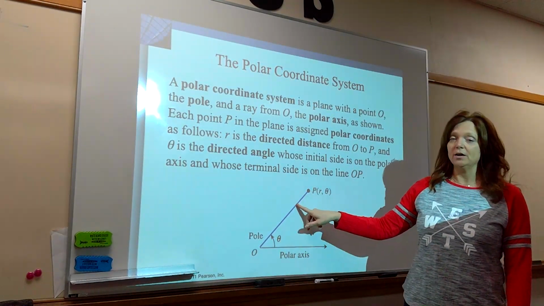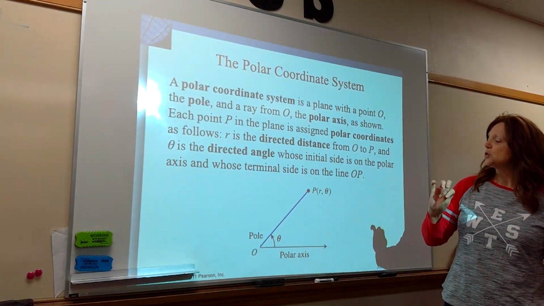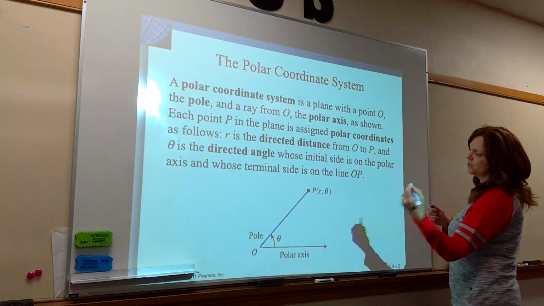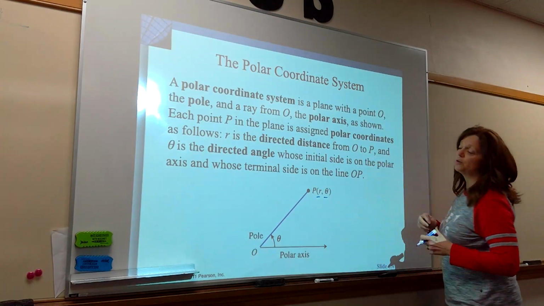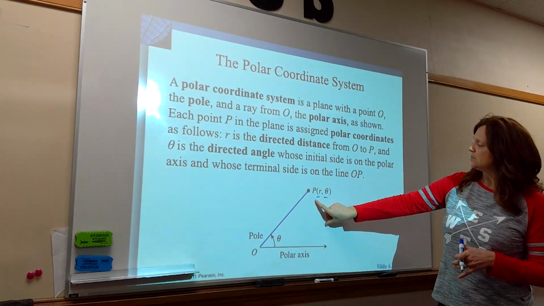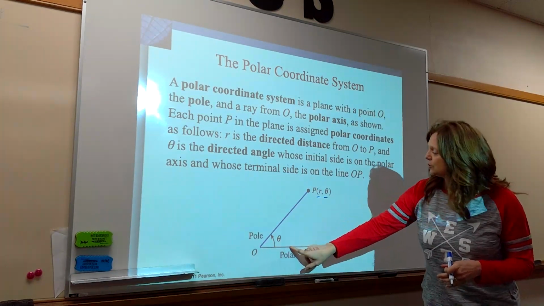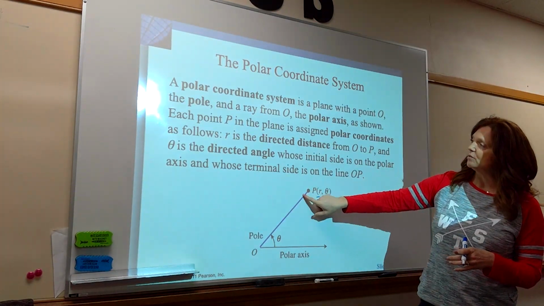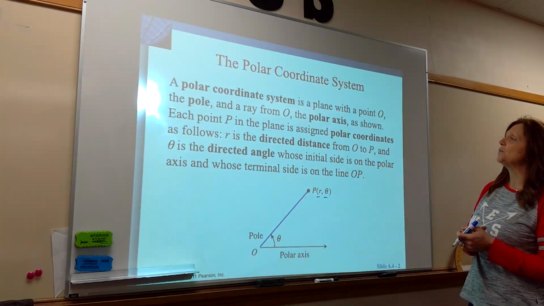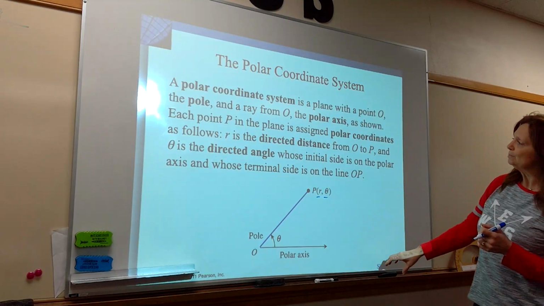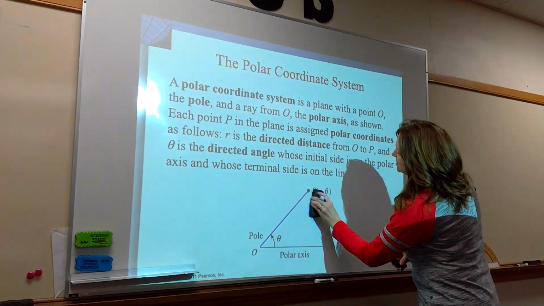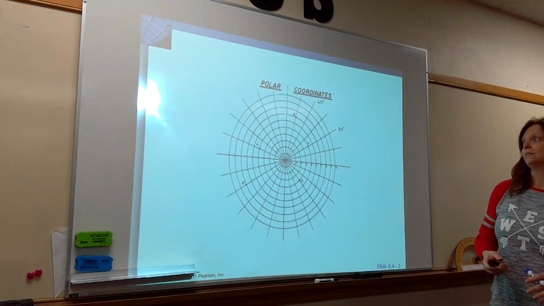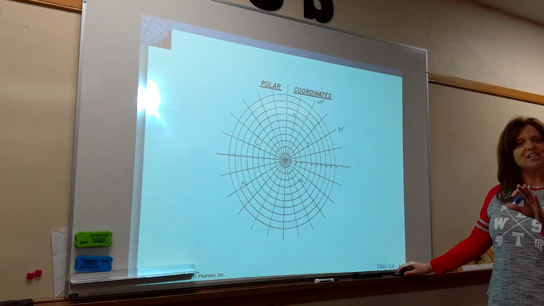out and around. Okay, so the two pieces of information in your point is a radius and a theta. How far out should I go, and then how far around do I go on the polar graph paper? So this is what polar graph paper looks like. It's circular instead of rectangular.